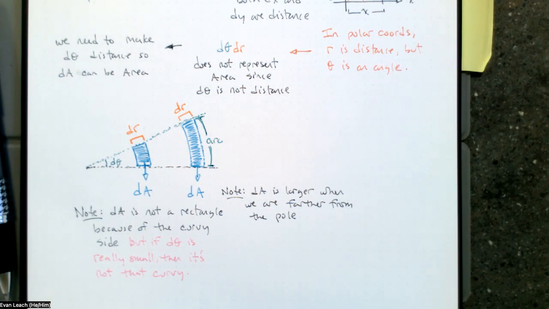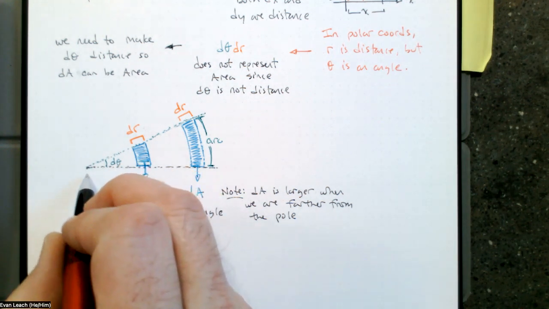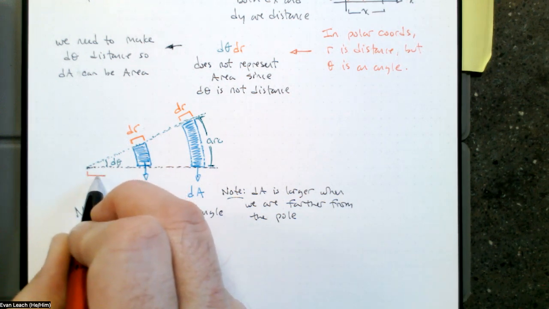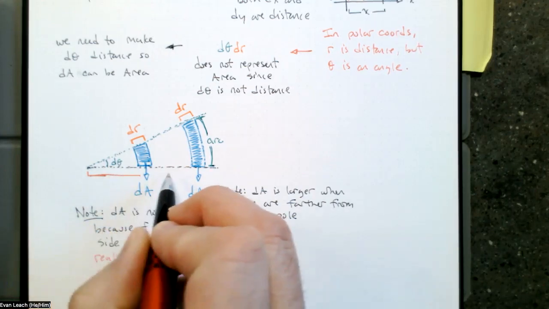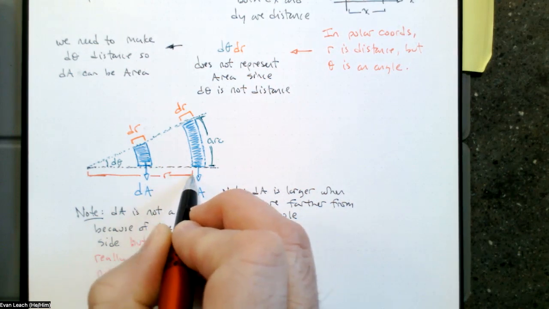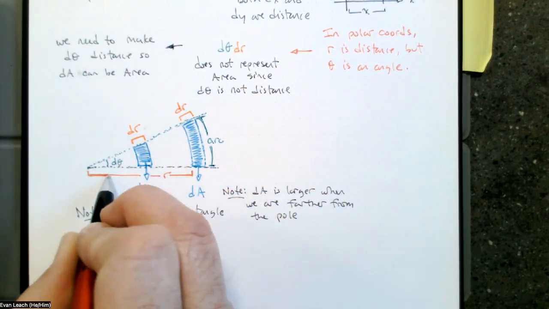So just like the circumference of a circle, where the circumference is 2 pi times the radius, the arc length is going to be the angle times the radius. The reason we get 2 pi times the radius is that 2 pi is the angle if we go all the way around the circle. So this arc depends on how far we are from the pole. So when we are r units from the pole, that will determine the length of that arc.